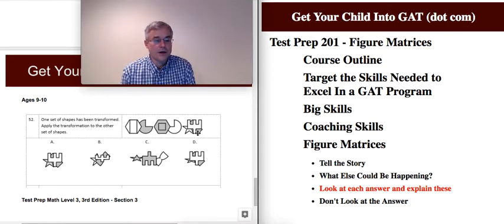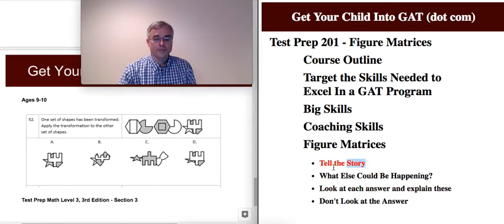So you can imagine in the 102 questions in section 3 of Test Prep Math Level 3, we've probably got somewhere around 400 questions. And I did this section because I'm not taking any chances on GATE entry. I want a kid that can turn and manipulate shapes in their sleep. Anyway, to review for figure matrices, all the way up to the older ages, having a good story that includes the ambiguities and the options is a big part of the battle.